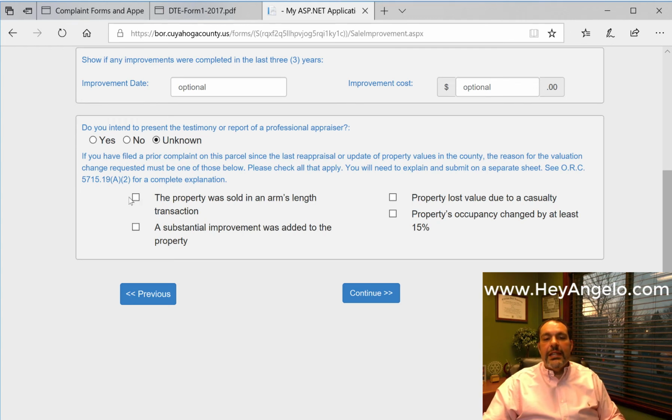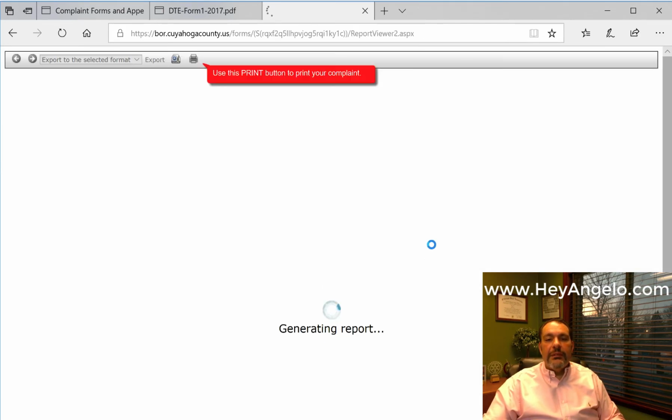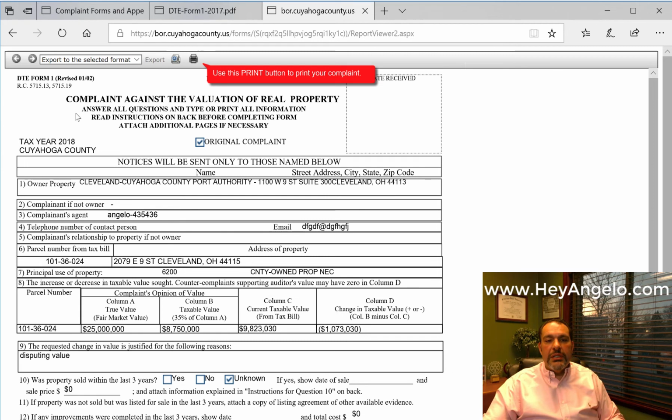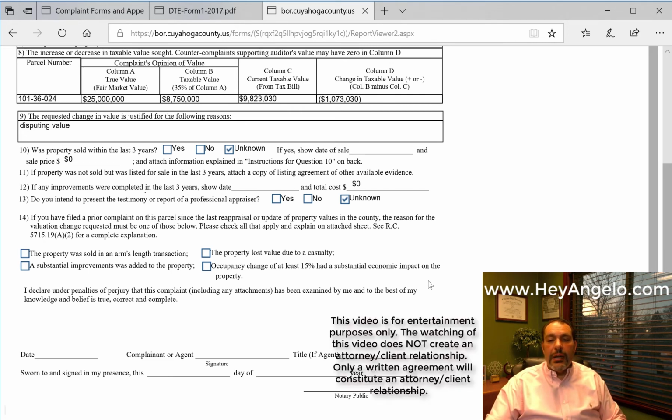Again, a sale at arm's length is the best evidence of what the value of the property is. We will hit continue and print the complaint form, and that form I showed you is now filled in. It shows the year, original complaint, fills in all of the information, and automatically calculates what the values are. You need to notarize this document, or if you bring it in person to the county administration building, they will take it from you there.